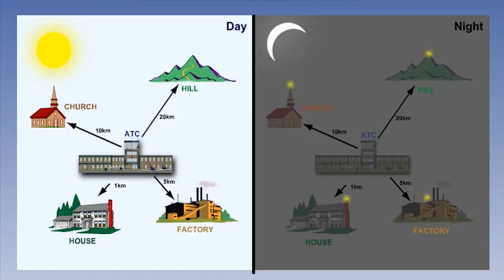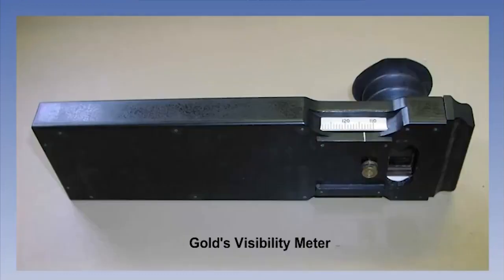There are also two instruments that will help. Gold's visibility meter uses a glass slide incorporating a graduated filter and a distant light which has a known intensity. The slide on the meter is adjusted until the light is just no longer visible. On the scale, a figure can be read off for the METVIS.